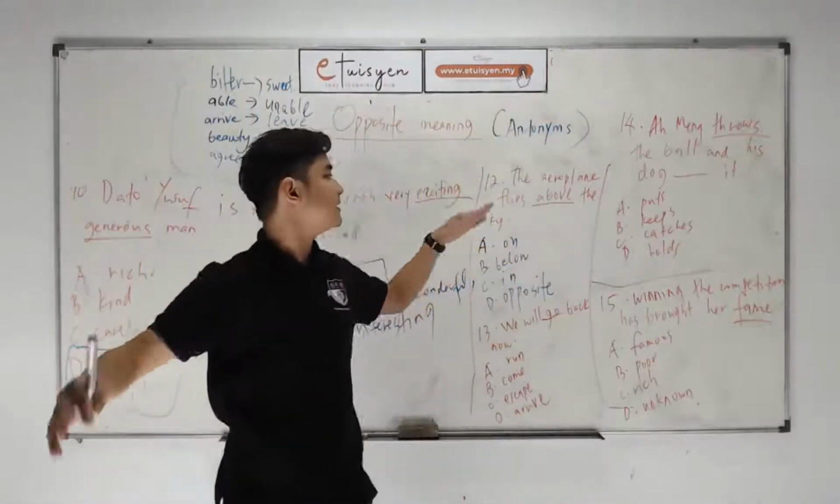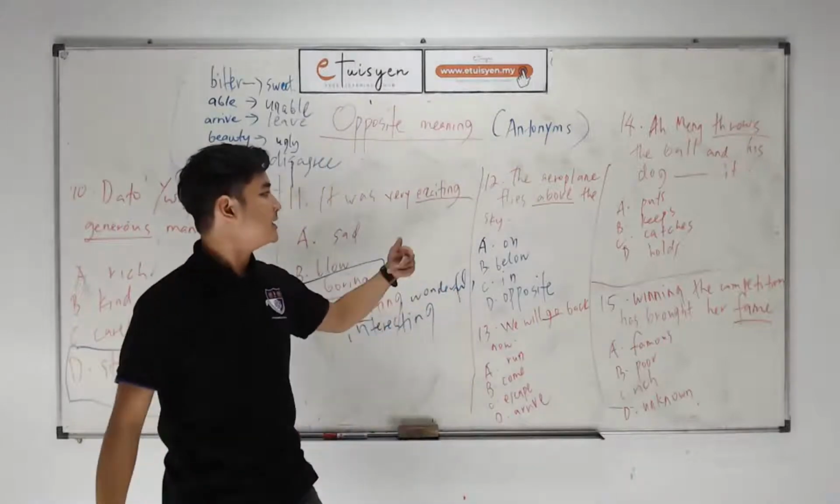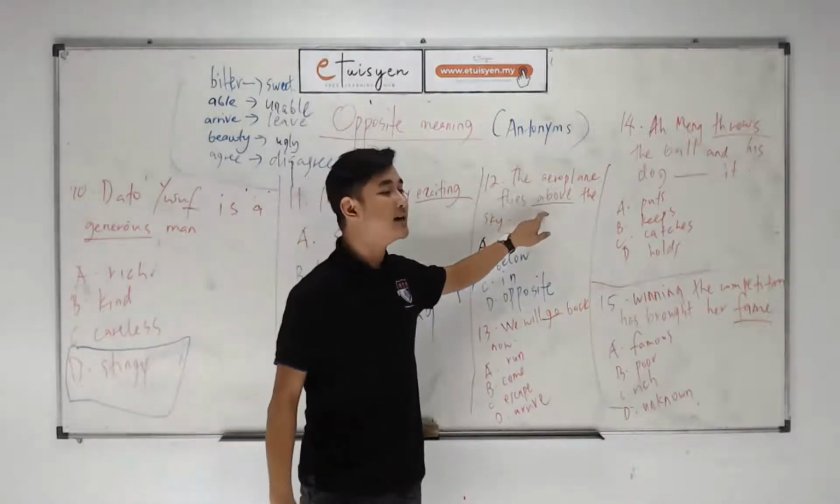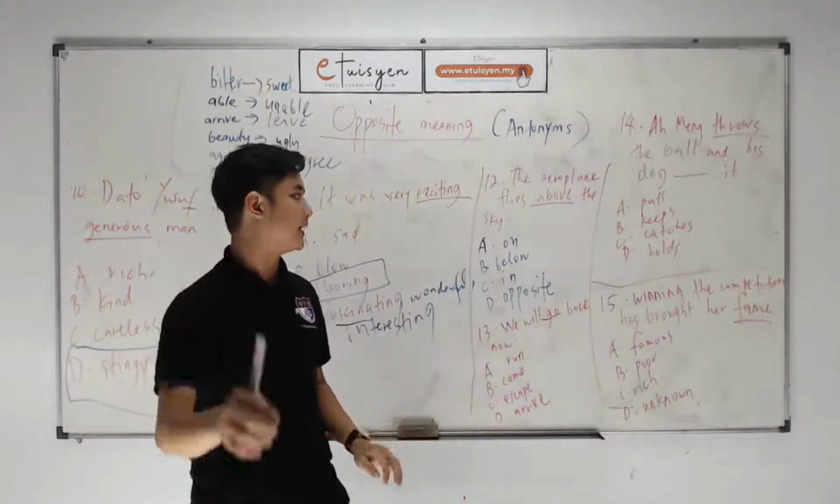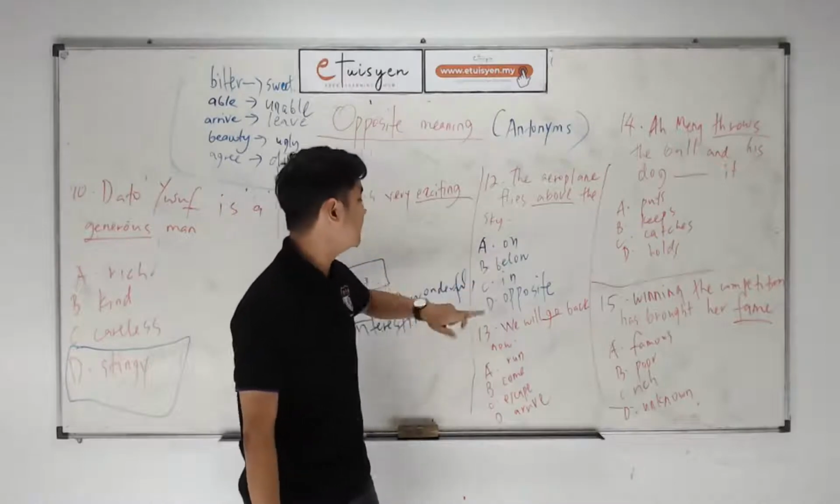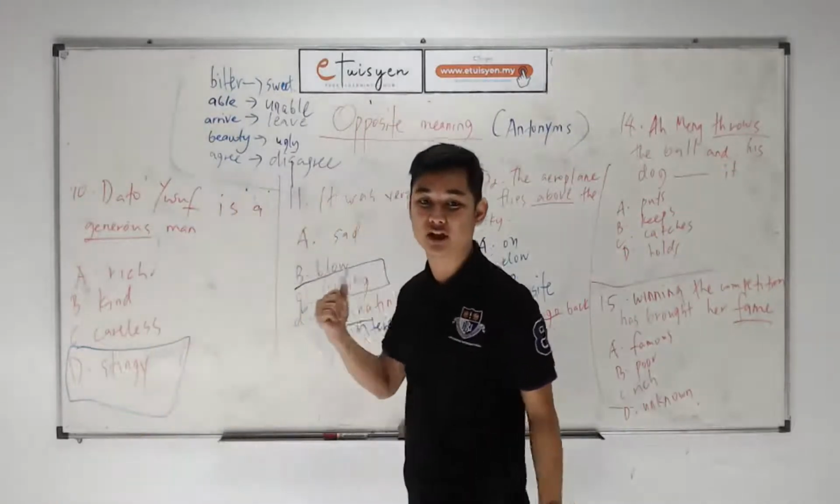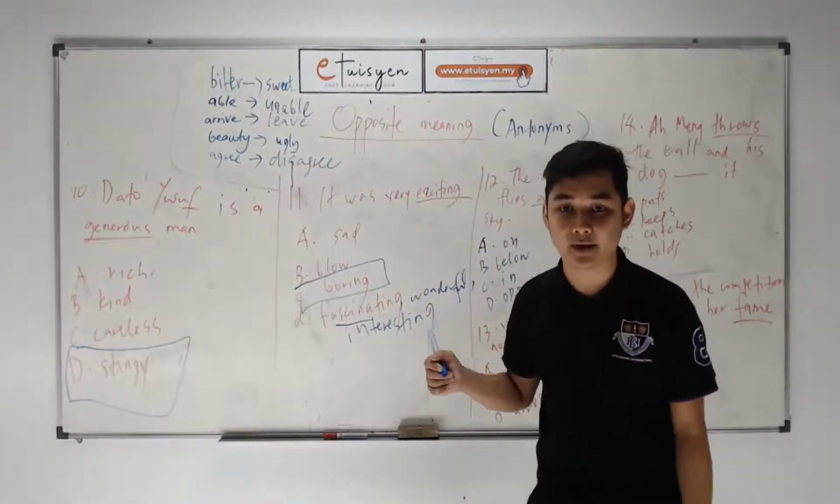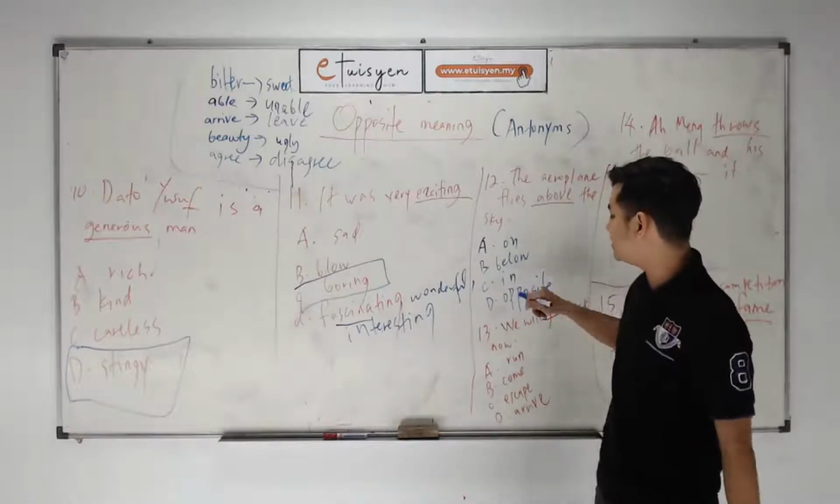The aeroplane flies above the sky. Okay? So, the underlined word is above. Di atas, okay, above. Opposite meaning for above, we have on, below, in, opposite. So, ini adalah preposition, ataupun I can say kata arah lah. Direction, okay, on, below, in, opposite.